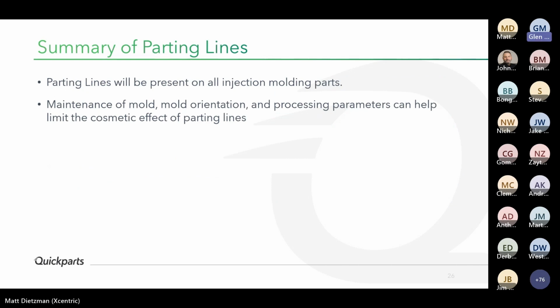So this is a quick summary here on the parting lines. Like we said, we do everything we can, but there will be a parting line seam on your part. It's just how well we design around your geometry, how much draft you have in your part, how tight the tool is, all of those factors. The maintenance on the mold, the orientation of the mold, the processing parameters, the gating, all of those can help with the general cosmetics of your part and your parting lines.